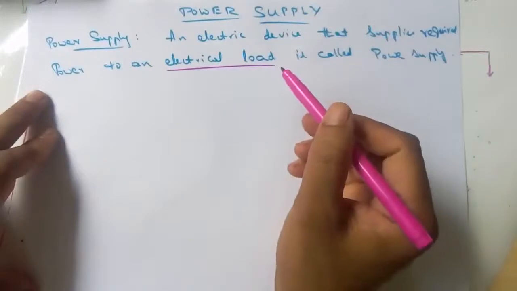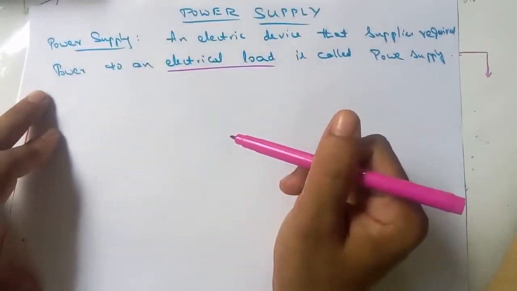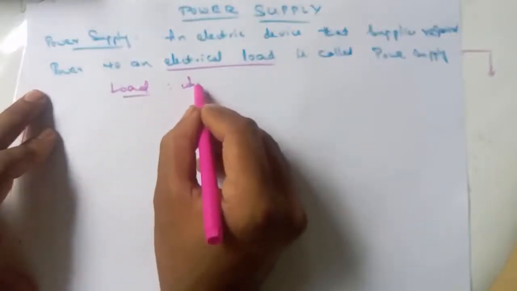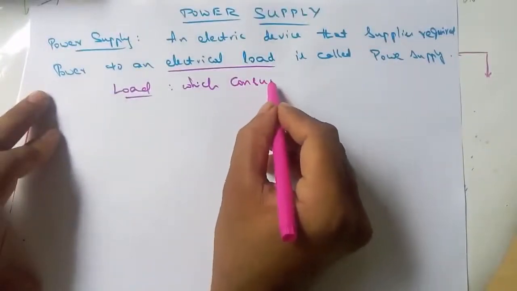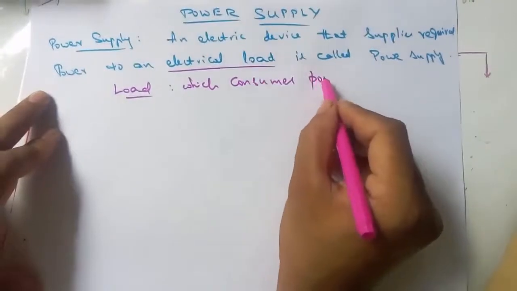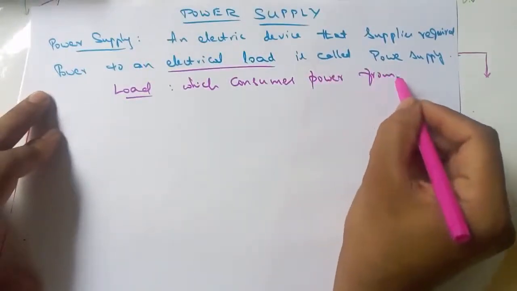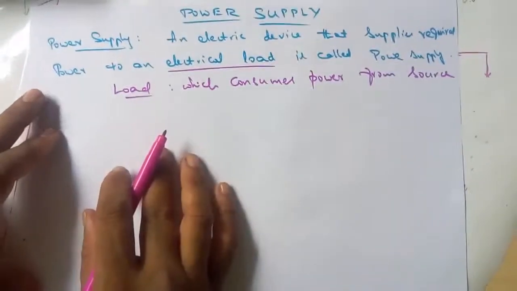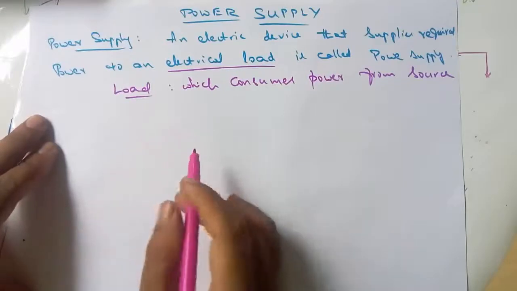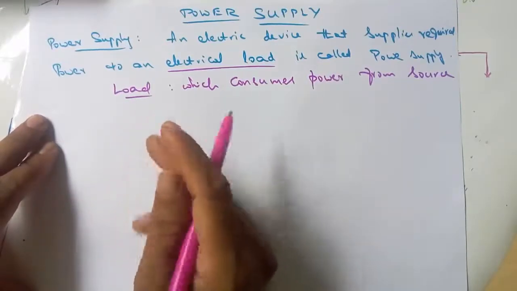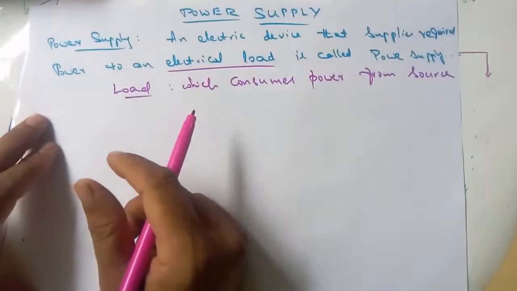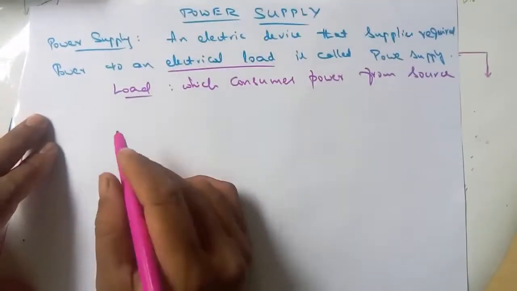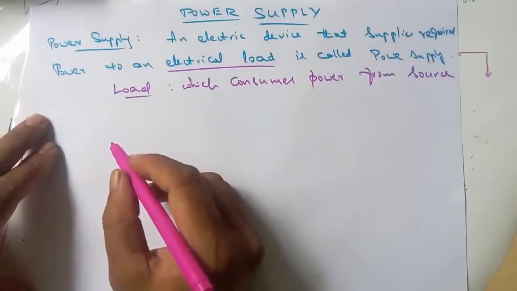Electrical load means what? Load which consumes power from the source, that is called the load, right? Actually this power supply is classified into two: one is DC power supply, another one is AC power supply. Now we have to discuss only the DC power supply, other than the AC power supply.